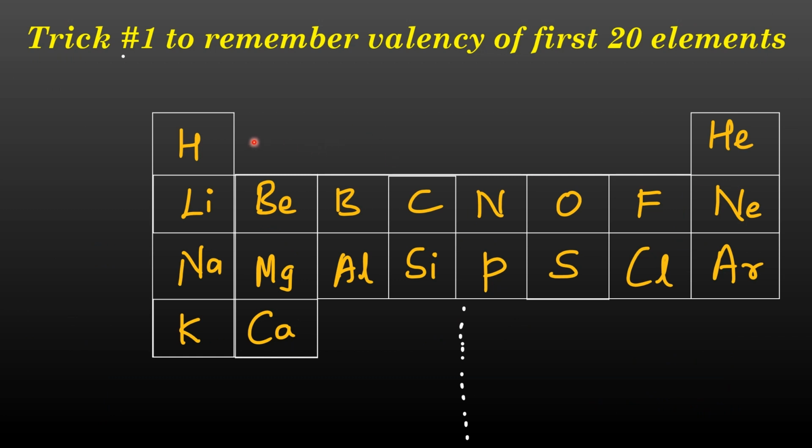Okay, sir, but how to remember the valency of the first 20 elements? So I'm going to give you two tricks. Trick number one: first, you can make a mini periodic table of the first 20 elements. Obviously, you have to remember them. I think you already know that.